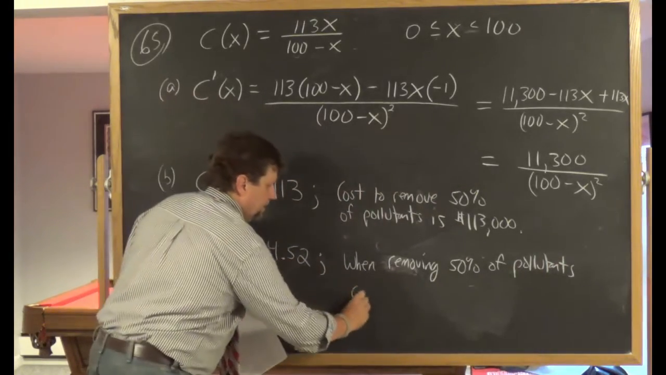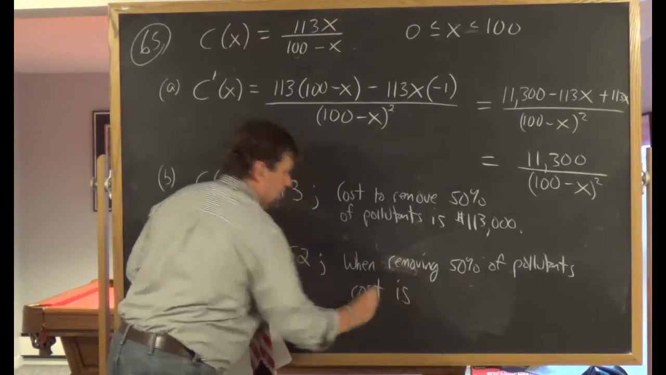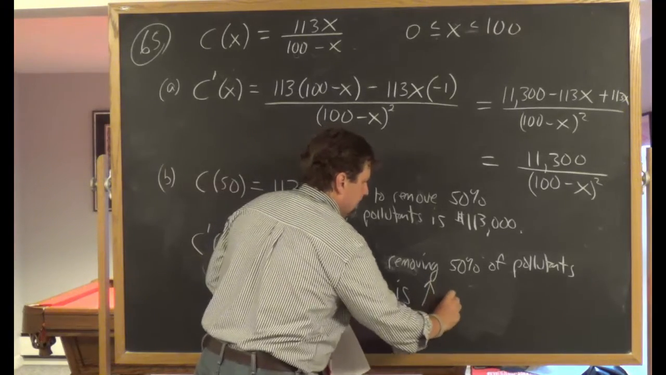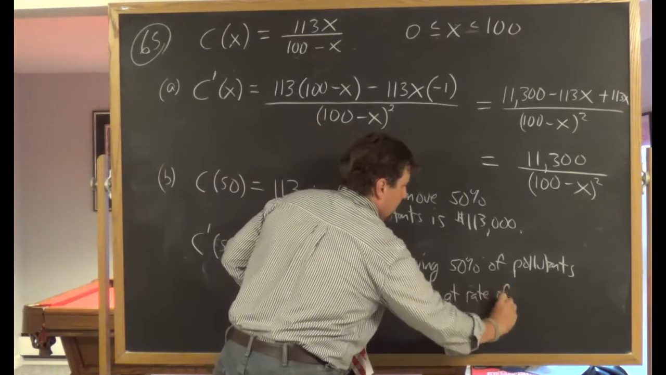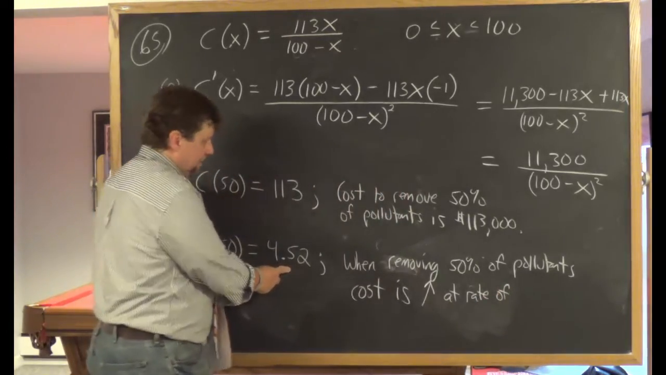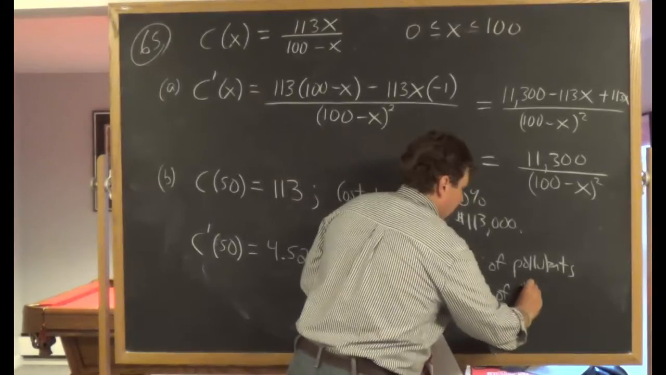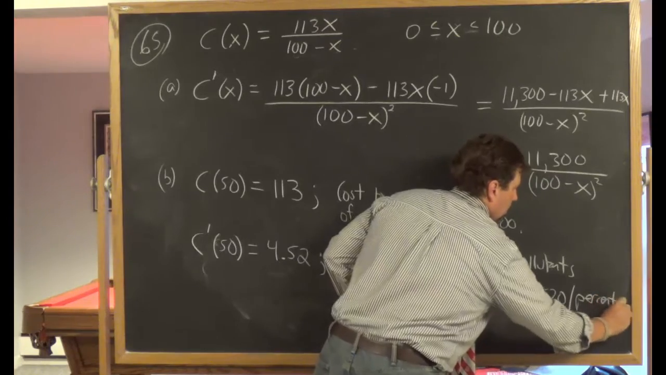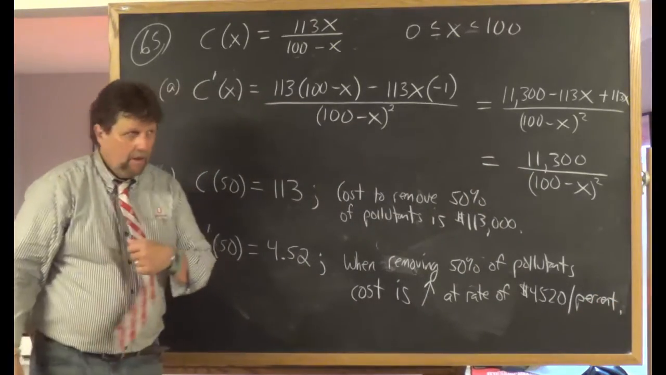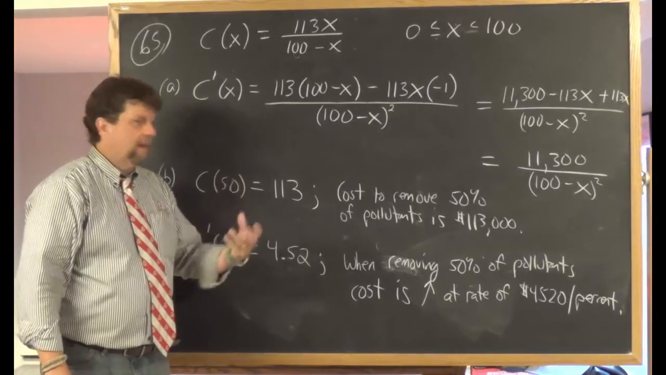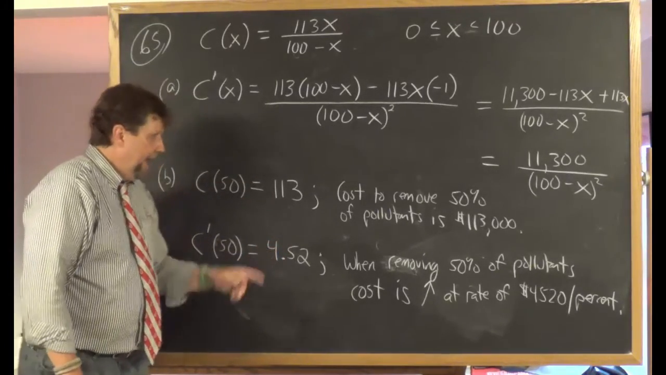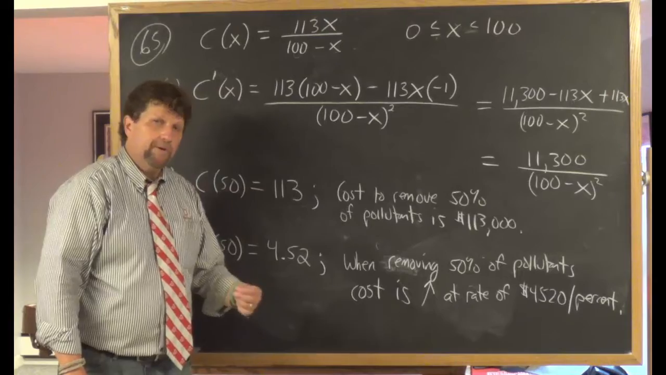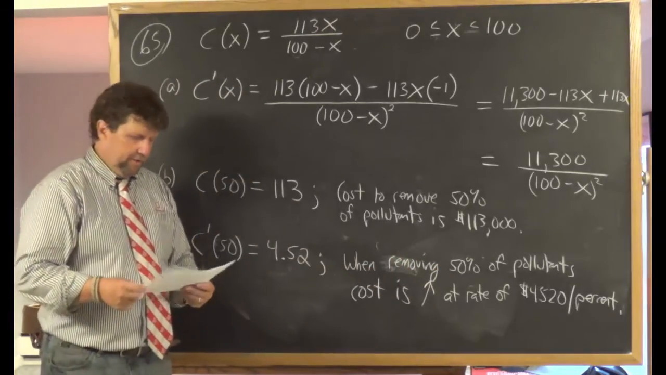the cost is a positive number, so it's increasing. The cost is increasing at a rate of, keep in mind that's in thousands, so it's $4,520 per percent. So it costs $113,000 to remove 50% of the pollutants, and that cost is increasing at a rate of $4,520 per percent when they're removing 50% of the pollutants.